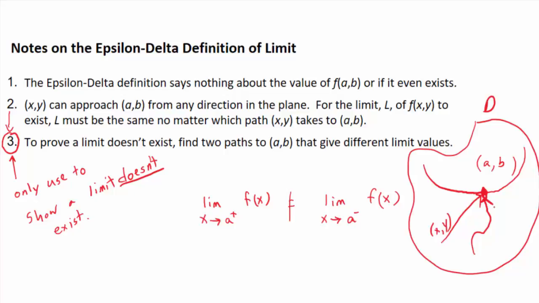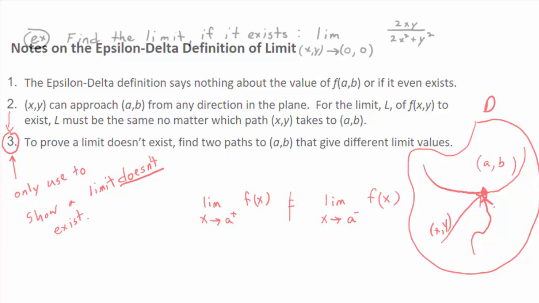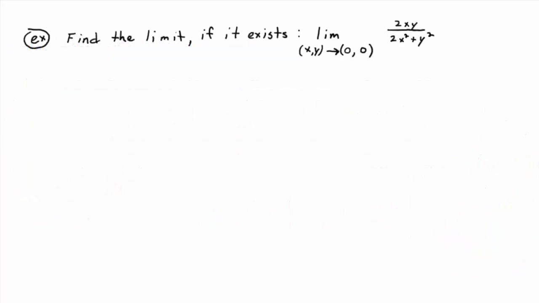So there's no way you can use note number 3 to show that a limit does exist, only to show that it doesn't. Okay, find the limit if it exists. The limit as (x, y) approaches (0, 0) of 2xy divided by 2x squared plus y squared. So the function f of (x, y), this is f of (x, y). And you might think, well, the limit doesn't exist.